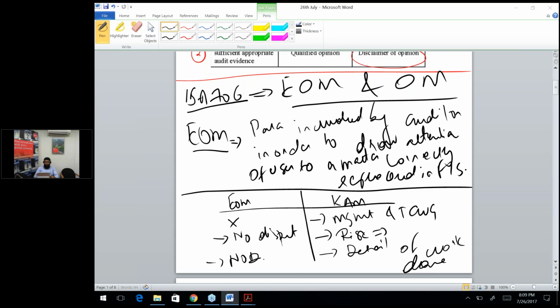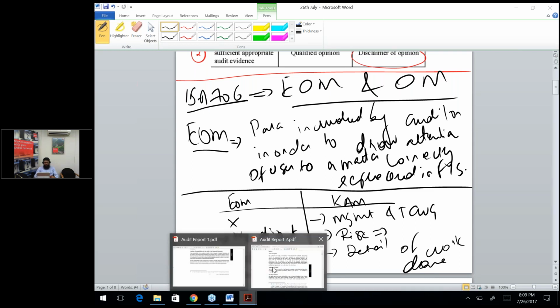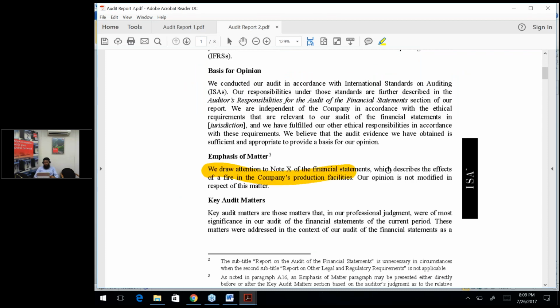Over here there is no detail of work. It's just that in the emphasis of matter section, we say we draw attention to note X of the financial statement, which describes the effect of the fire in the company's production facilities. Our opinion is not modified in respect of this matter.